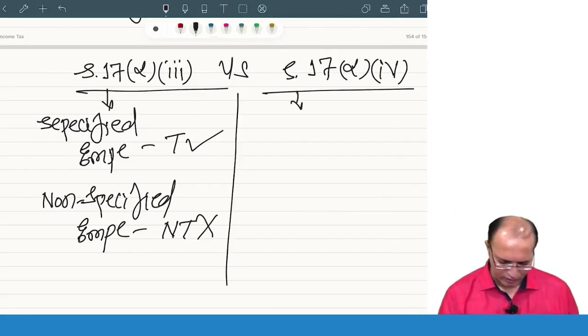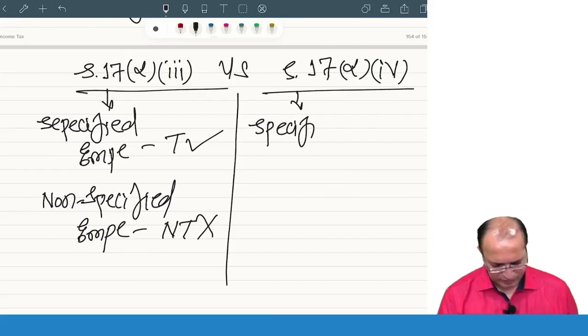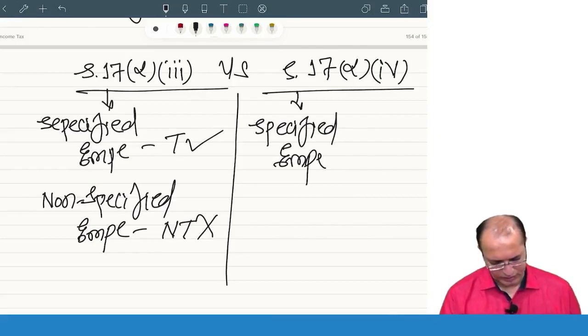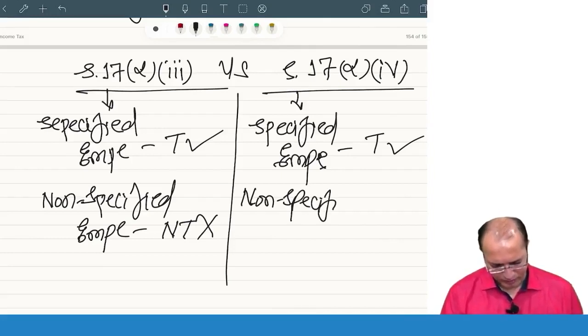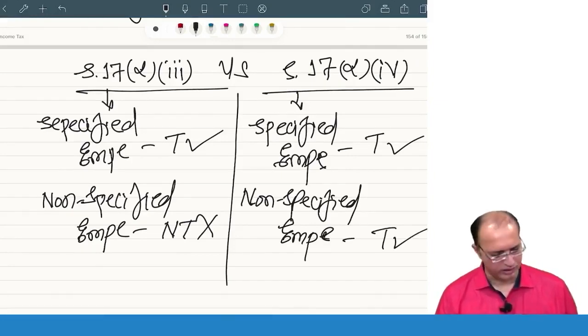On the other hand, if you talk about 17(2)(iv), this perquisite is taxable in case of all employees. So if the employee is a specified employee, this perquisite is taxable. On the other hand, if the employee is a non-specified employee, then also this perquisite is taxable.